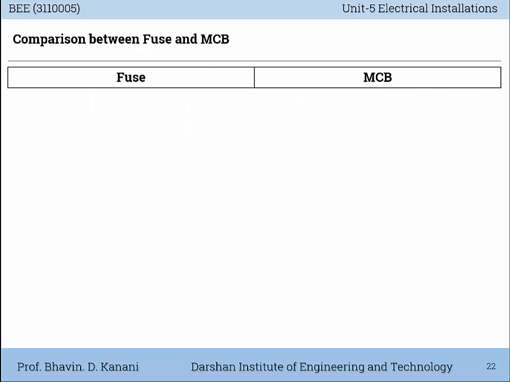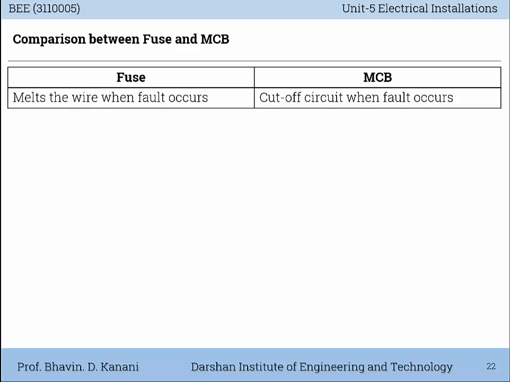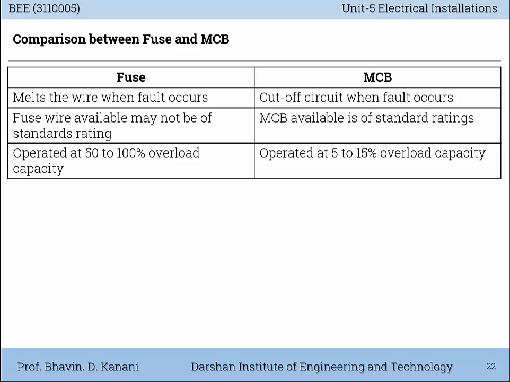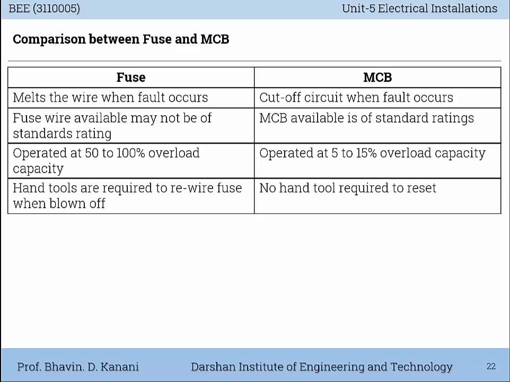Now, comparison between fuse and MCB. Fuse melts the wire when fault occurs. In MCB, it cuts off the circuit when fault occurs. Fuse wire available may not be of standard rating. MCB available is of standard ratings. Fuse operates at 50 to 100% overload capacity. MCB operates at 5 to 15% overload capacity.